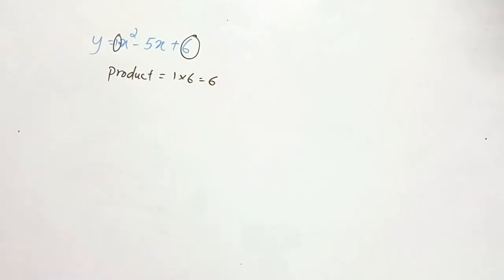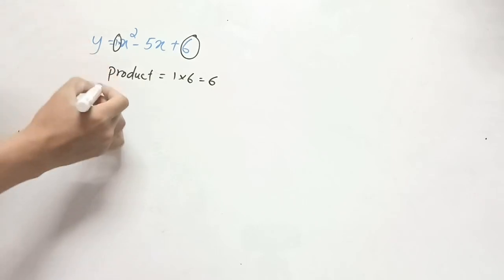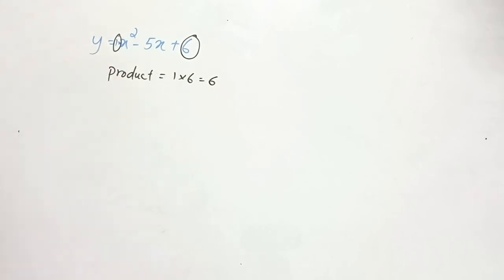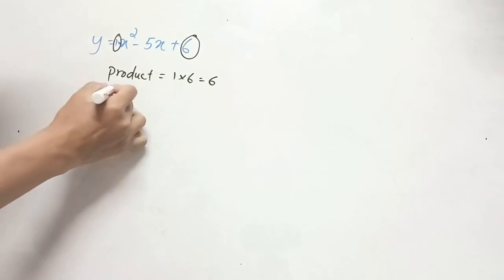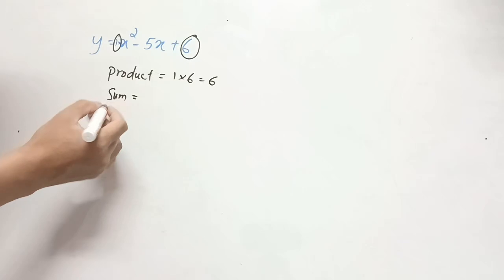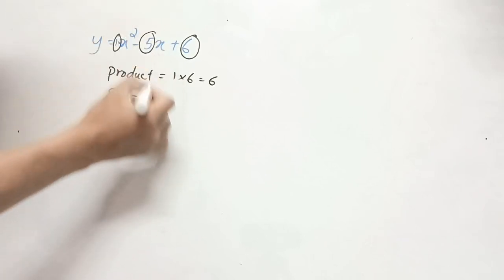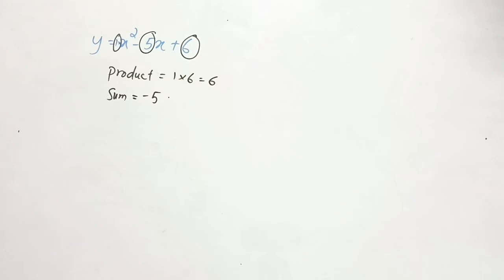Now the second thing that we need to consider is the sum. When you want to convert any quadratic function into a product of linear functions, these are the two things we need to consider. The second is your sum, and the sum is the number in front of x, and for now the number in front of x is negative 5.